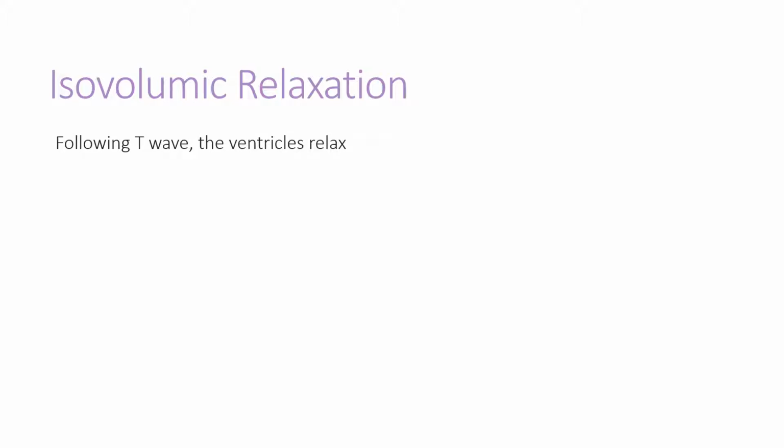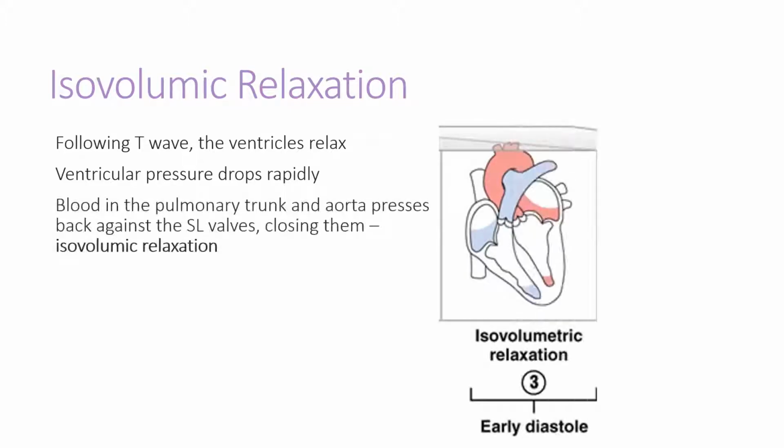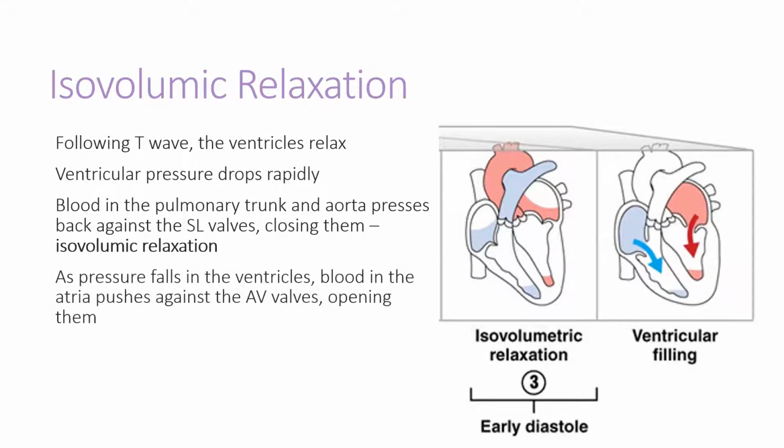Following the T wave, that is, the repolarization of the ventricles, the ventricles start to relax. As they relax, the pressure within the ventricle starts to drop rapidly. That means that the pressure in the next major blood vessels, like the aorta and the pulmonary trunk, is actually higher than pressure within the ventricles at this time period. That blood presses back down against the semilunar valves and slams them shut. Because blood's not coming down into the ventricle and no blood's being pushed out of the ventricle, during this time of relaxation, we have an isovolumic relaxation.